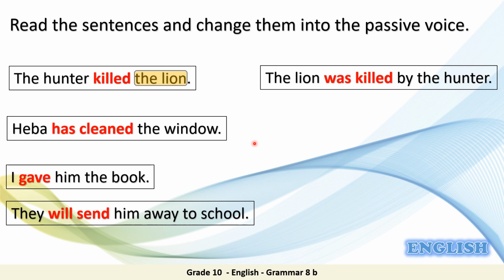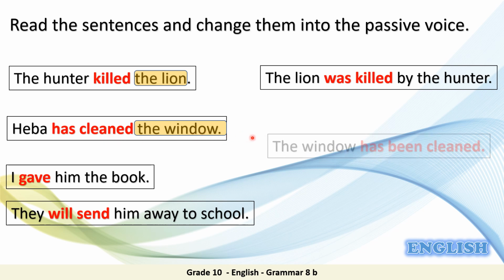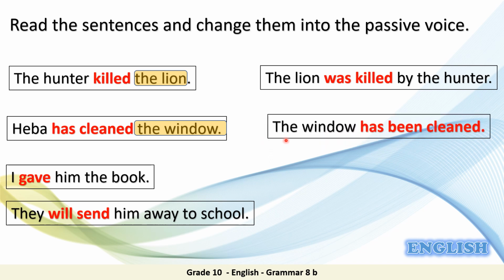Now let's answer together. Hiba has cleaned the window. So, where is the object in this sentence? That's correct. It's the window. And what tense is that? Have cleaned? That's right. It is the present perfect tense. And now, let's transfer this sentence from active to passive voice. That's right. The window has been cleaned.